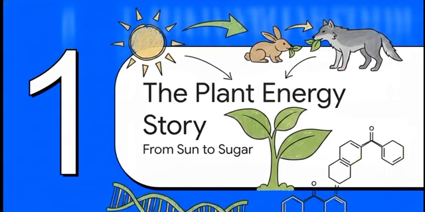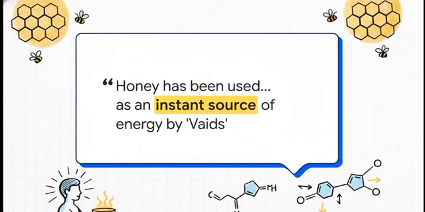All right, Section 1, the plant energy story, from sun to sugar. Humans have recognized the incredible power of simple carbs for centuries. Take a look at this quote. Ancient Ayurvedic Vedas have used honey as an instant source of energy for a really long time. And it makes total sense, right? Simple sugars provide an immediate energy currency that our bodies don't even have to work hard to break down.